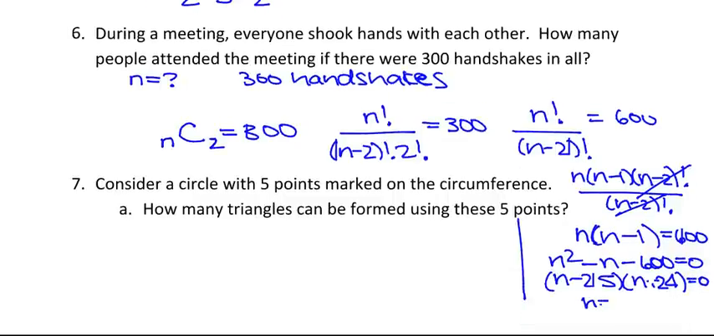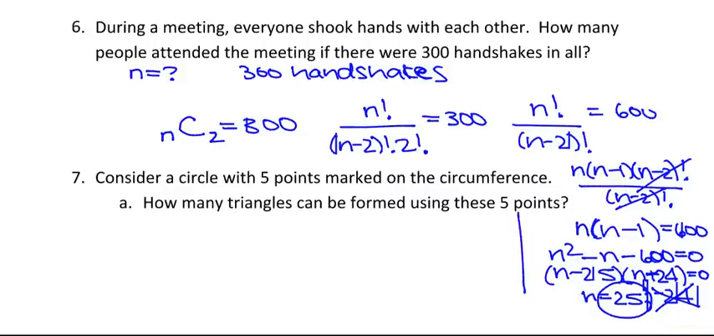So N can equal 25, or negative 24. And of course, the negative 24 I reject. So the answer is 25. So if in a meeting there are 25 people and everybody shakes hands with everybody else, in total there would have been 300 handshakes. Okay.